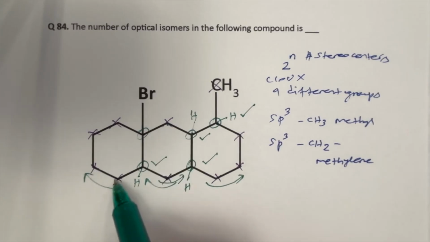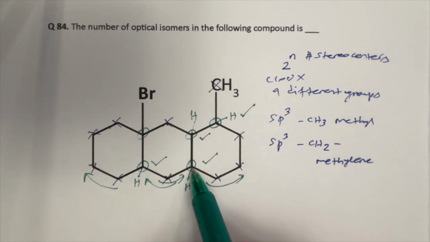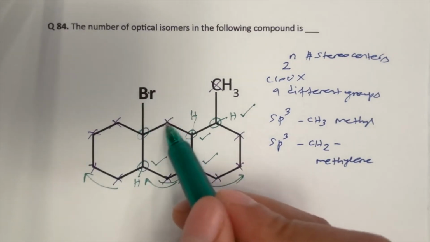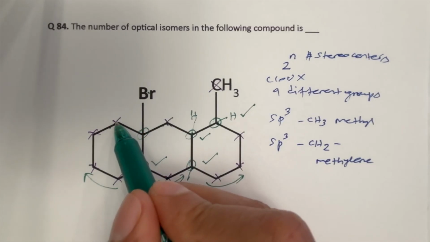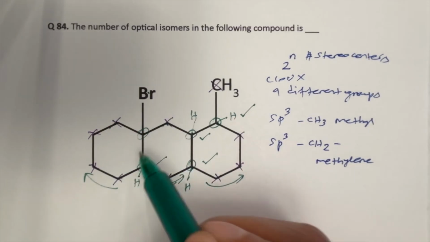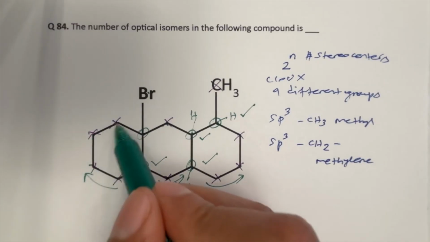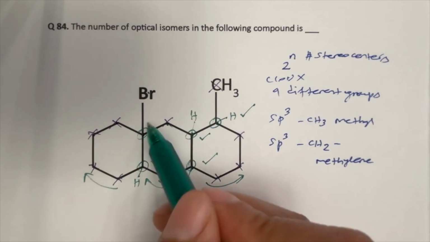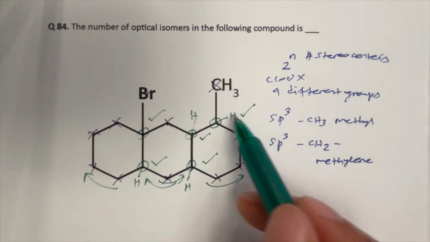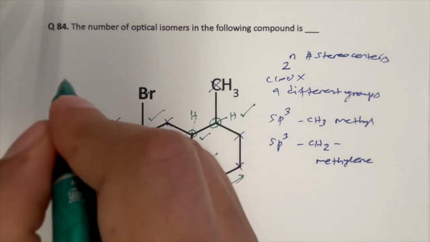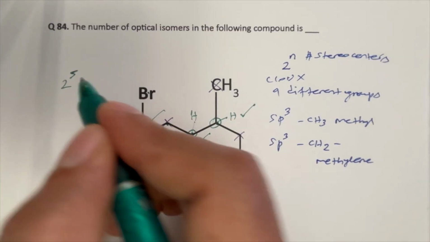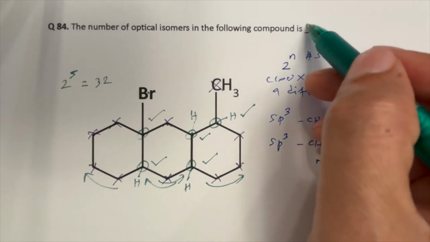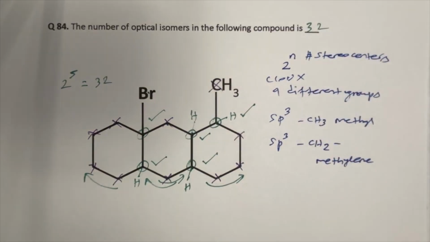Look at the second carbon, CH2, CH2, but here CH2, CH. Therefore, there is asymmetry. Here we have bromine here, CH2 on this side, CH2 on this side, and CH on this side. Look at the second carbon, CH2, CH2. Here it is CH2 and then CH. Therefore, there is asymmetry. This means that we have 5 chiral carbons. So 2 to the power 5. 2 to the power 4 is 16. So 2 to the power 5 is 32. This means 32 is the correct answer here.